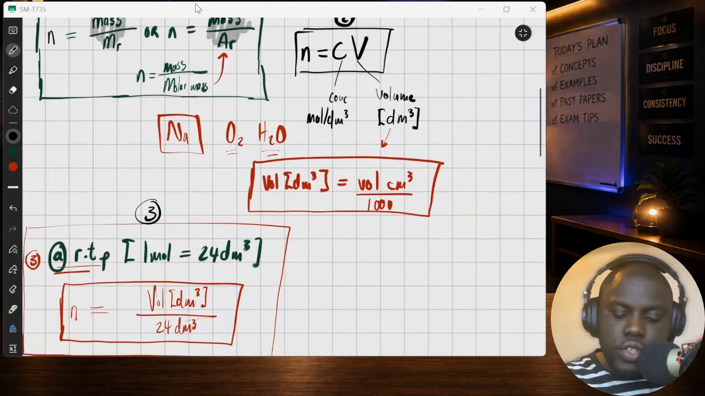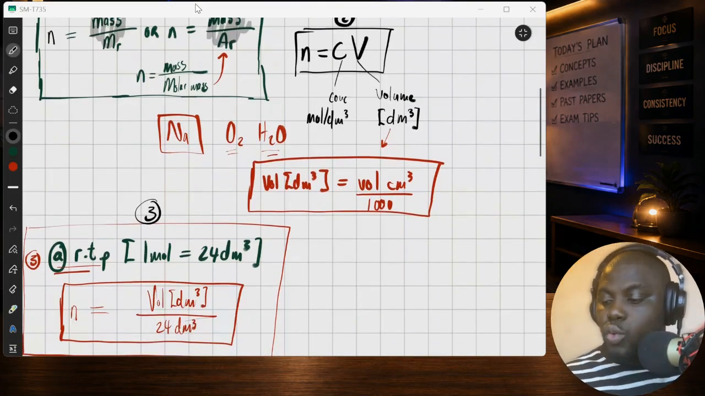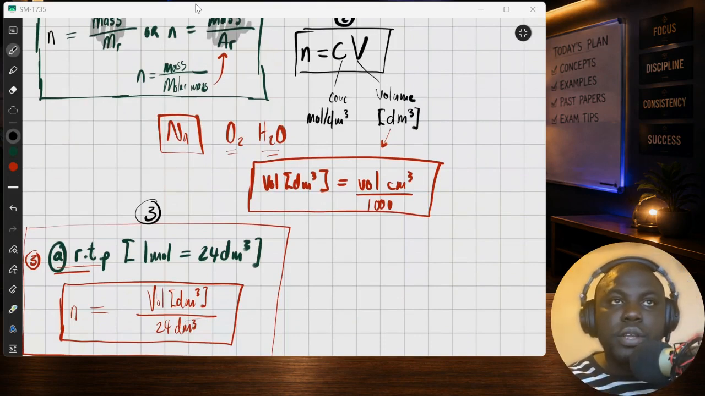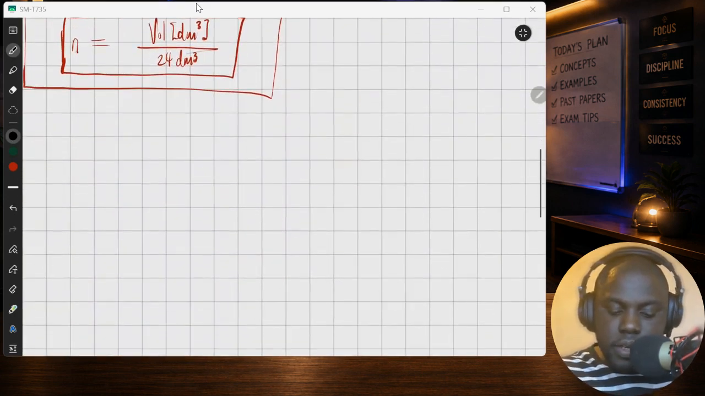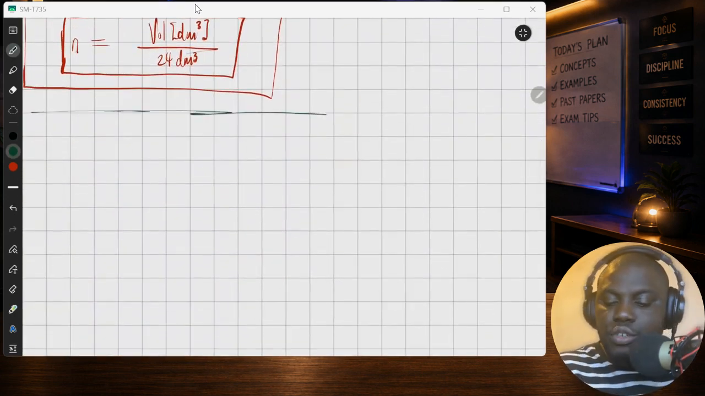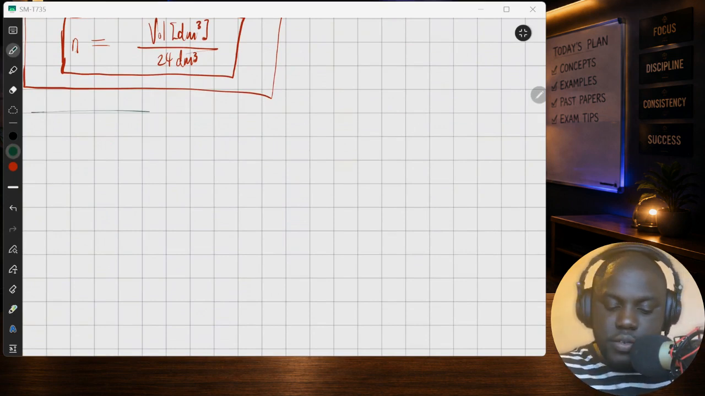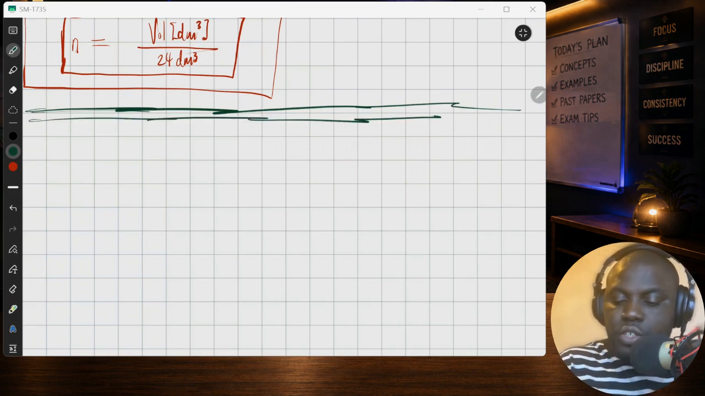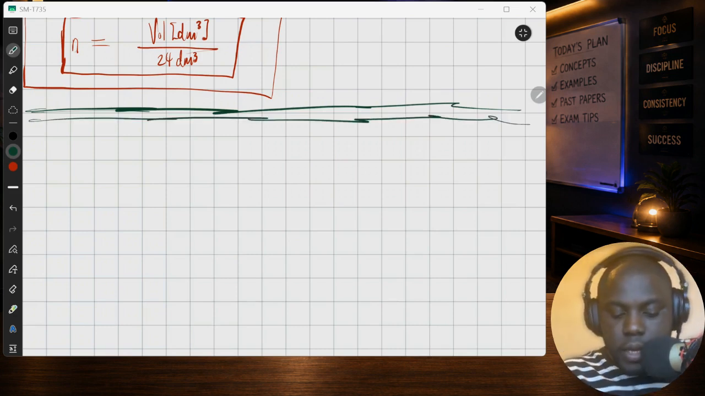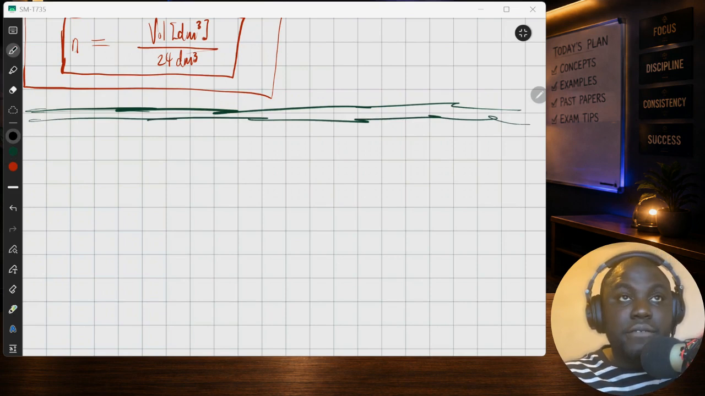All right, so now we're at step 2, which is what procedure do you follow when you're answering questions? This is very important, so listen closely. This is what you do when you're answering questions. How many formulas do you have for finding number of moles?